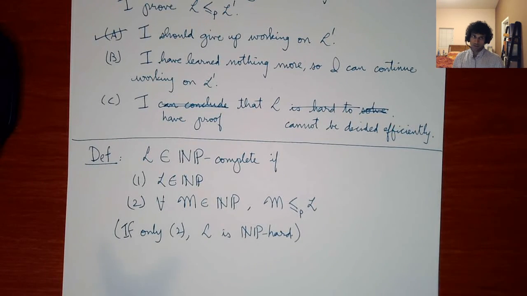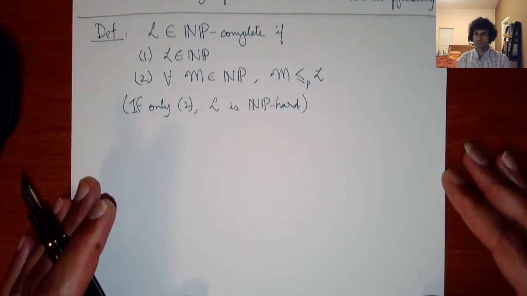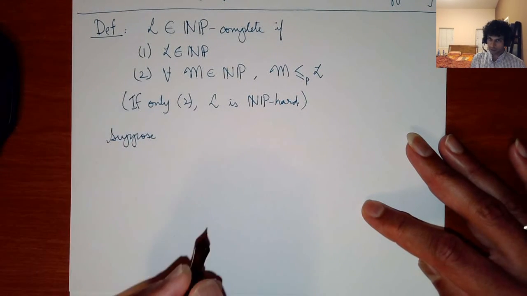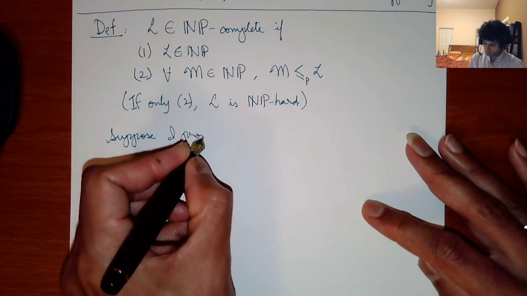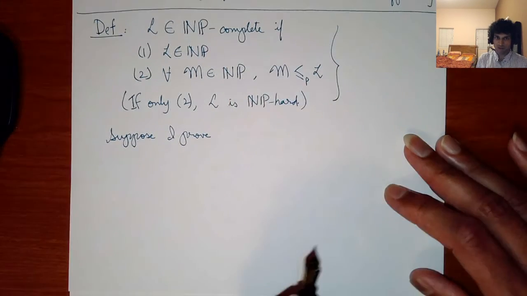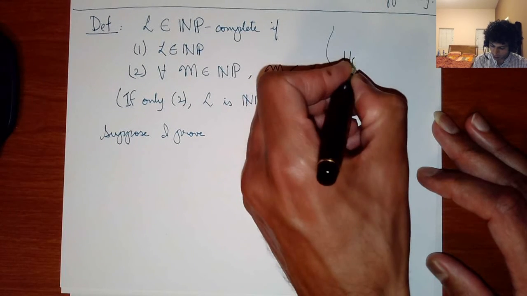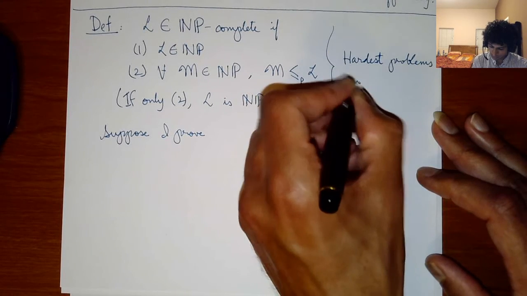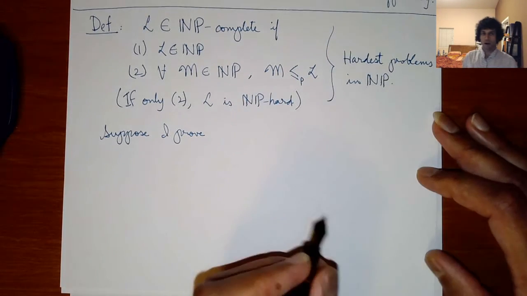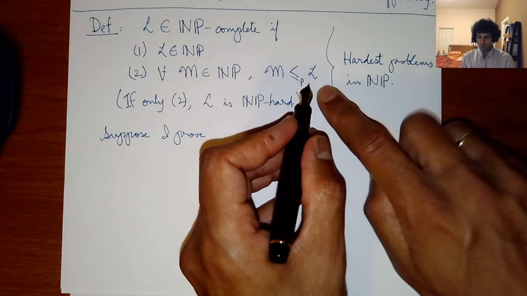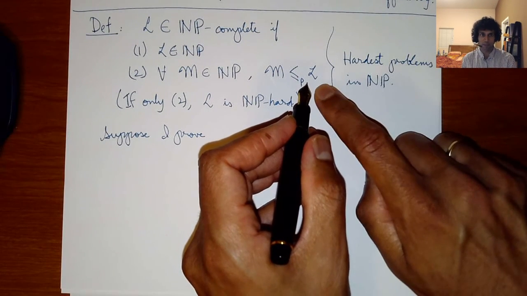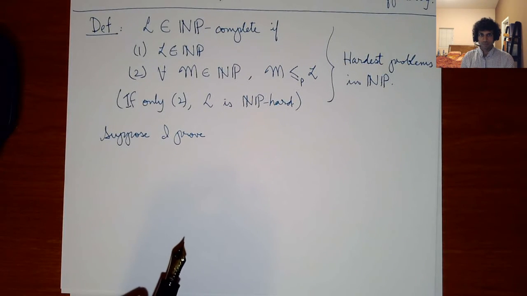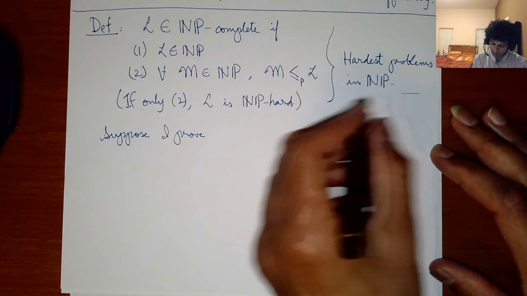Now let me ask you a question, and we can discuss this. Suppose, so this is also another way this is described, these are the hardest problems in NP. Why are they the hardest problems in NP? Because if you have a polynomial time algorithm for any NP-complete problem, you have a polynomial time algorithm for everything in NP.